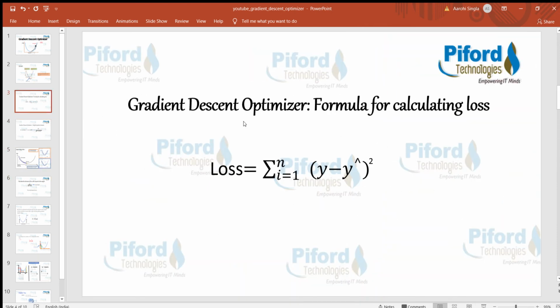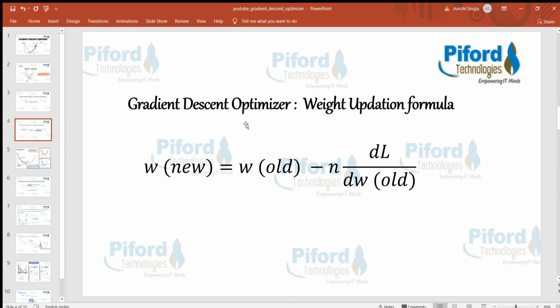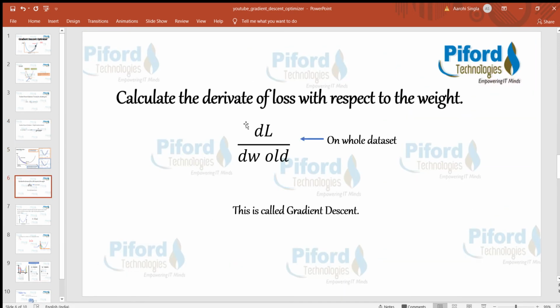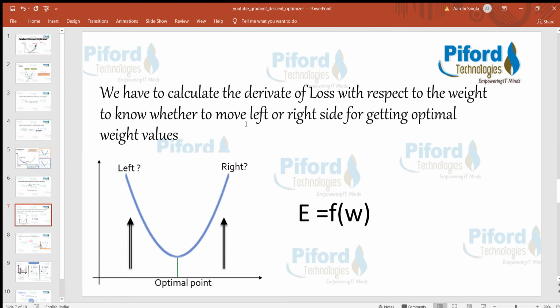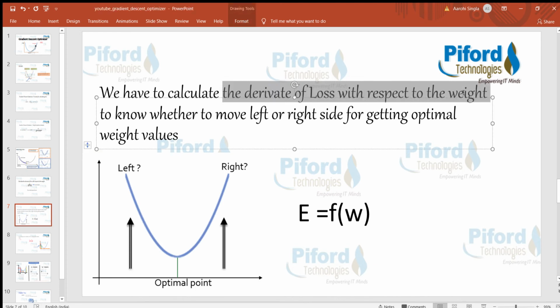So we have started with how to calculate loss in the gradient descent optimizer, then what the formula for weight updation is, and what the learning rate is. Till now we have studied this much. Now, as I've just told you, we want to update the weight, but how would we know whether to move in the left direction or the right direction to reach the minima point? To know the direction in which we want to move, we calculate this derivative of loss with respect to the derivative of weight.